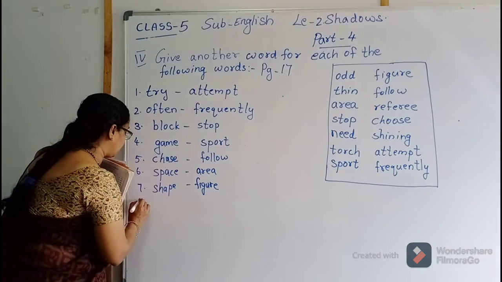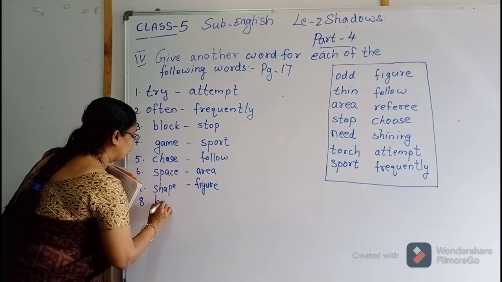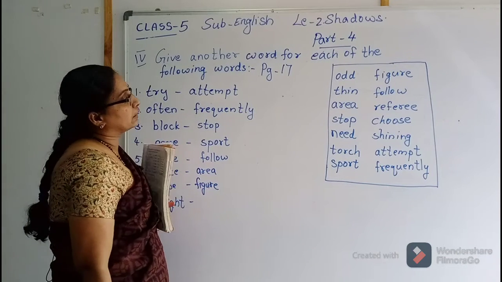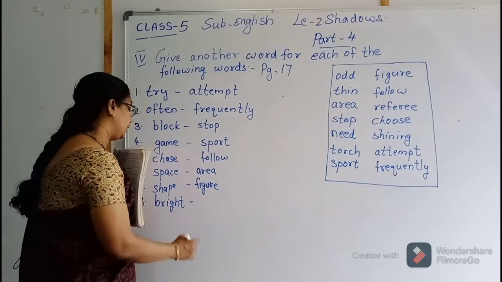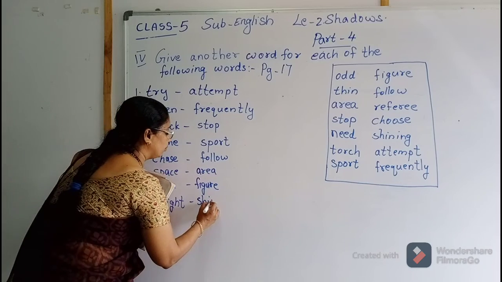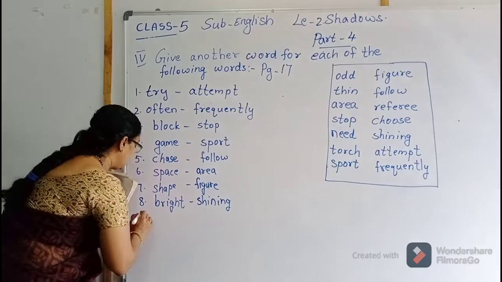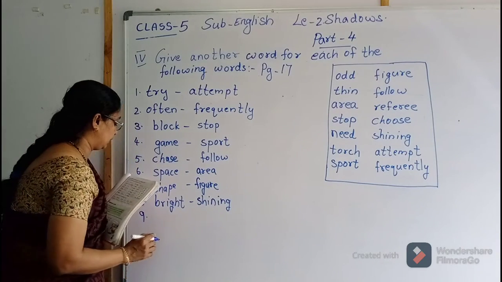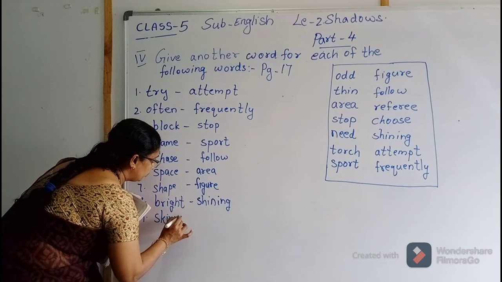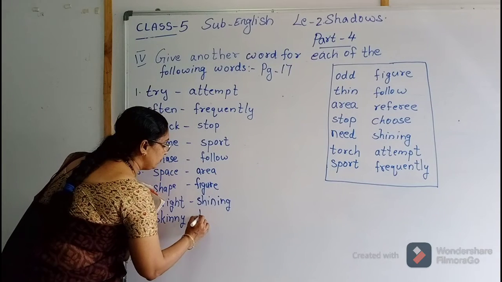Then number 8, bright. B-R-I-G-H-T. Bright means shining. Sun shines brightly. Sun shines shining. Then number 9, skinny. Skinny means thin. T-H-I-N. Thin.